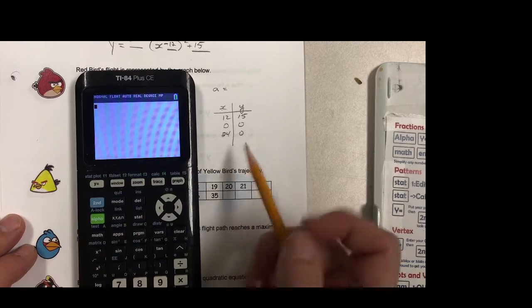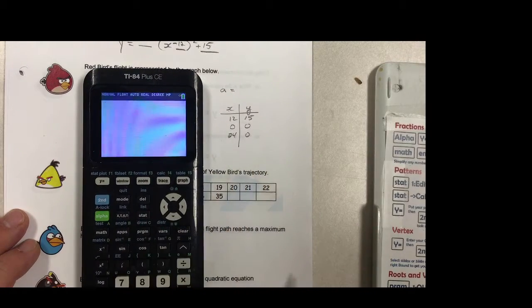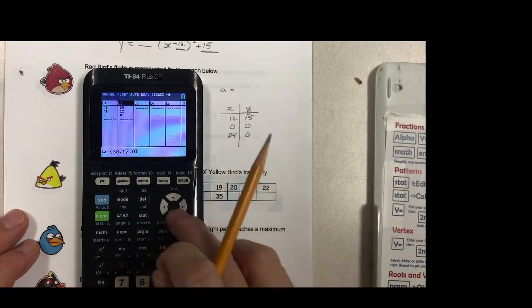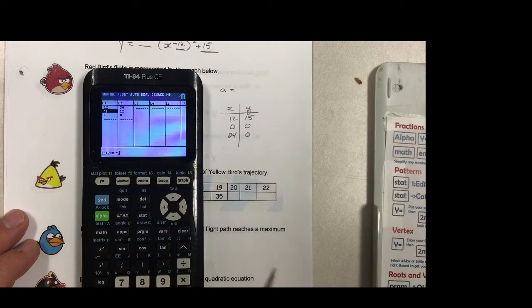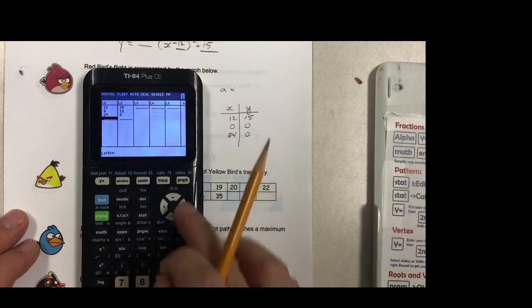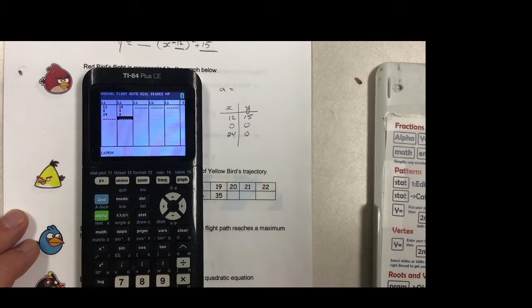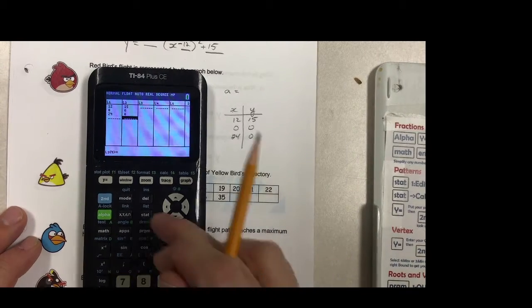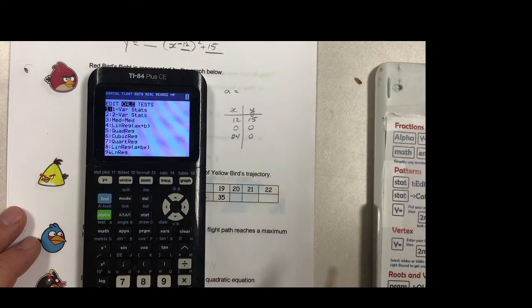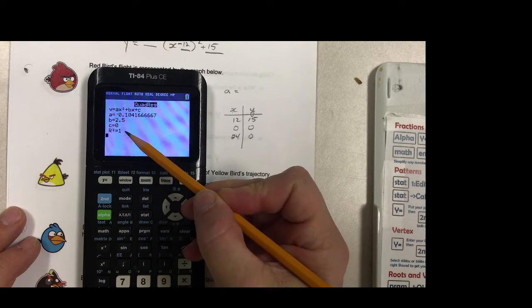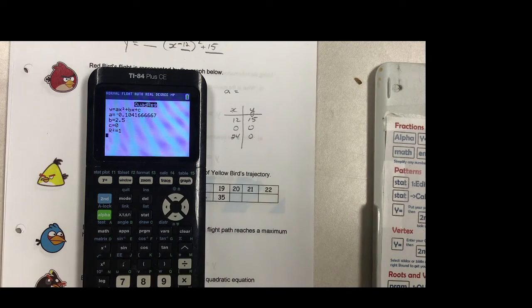So I got 3 numbers here, so I'm going to go stat edit. And I already have some numbers in there, but I'm just going to wipe them out. 12, 0, and 24. Nice and easy. 15, 0, and 0. Okay? Now, I go stat, scroll over to calculate, down to number 5, quadratic regression, hit enter twice, and is my r squared equal to 1? Yes. So this is a perfect fit.